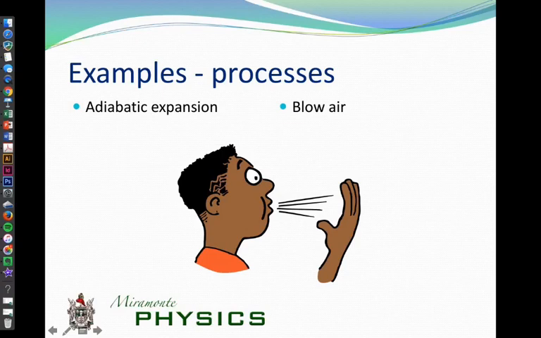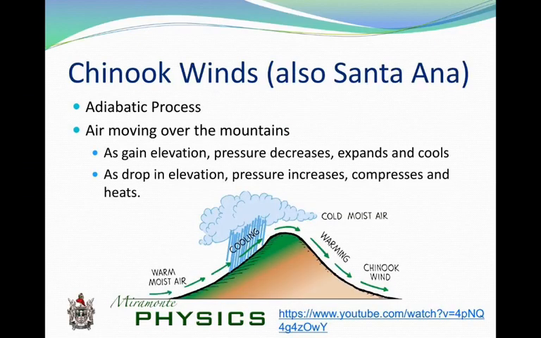An example, try this. Put your hand in front of you, open your mouth nice and wide and blow on your hand, and it's going to feel nice and warm. But if you pucker your lips and then blow, it's going to feel really cool. That's what we call an adiabatic expansion. It goes from high pressure inside your mouth to low pressure outside your mouth, and in that process, as it goes from high to low pressure, it cools. So we call that an adiabatic expansion.